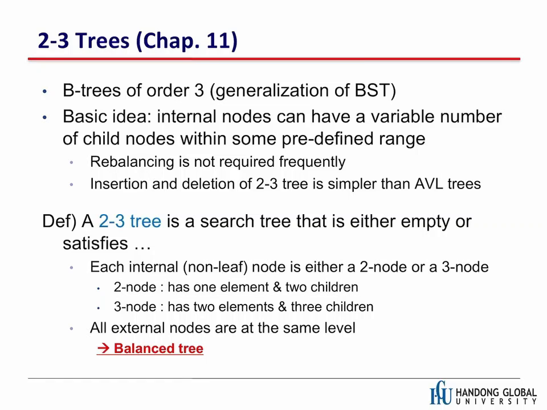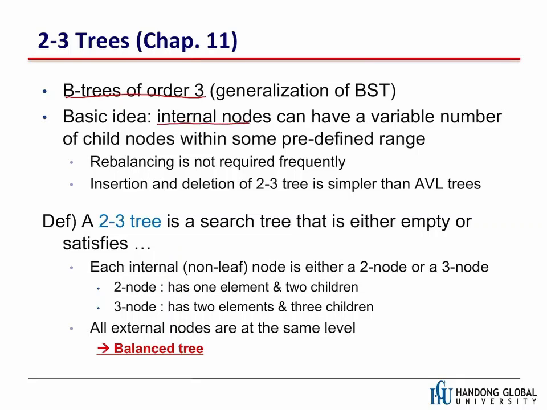2-3 trees are actually a generalization of the binary search tree. So it is simpler than a BST or AVL tree. Actually, a BST is not a balanced tree, but 2-3 trees are balanced trees. So they are B trees, binary trees of order 3. It is actually a generalization of the binary search tree.